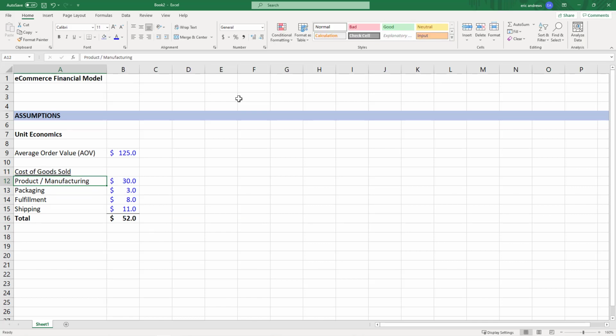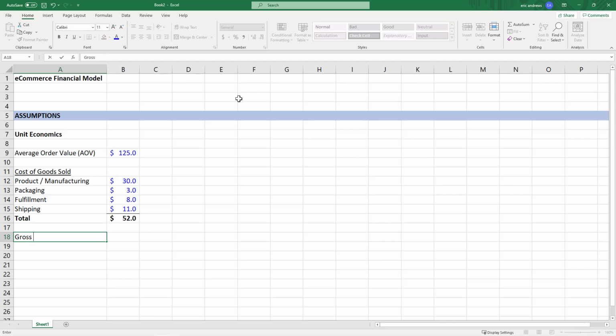And these are just your direct product costs. So anything that is involved in producing or shipping the product itself. This wouldn't include other costs like rent or salaries. Those things don't touch the product or aren't involved in the production and the shipping of the product. So this is your direct product cost.